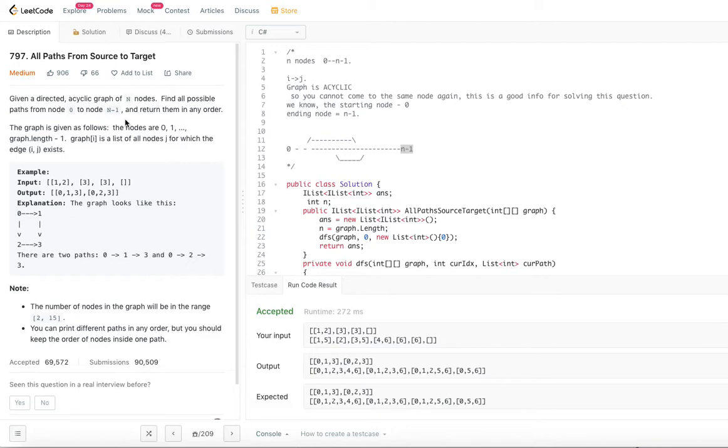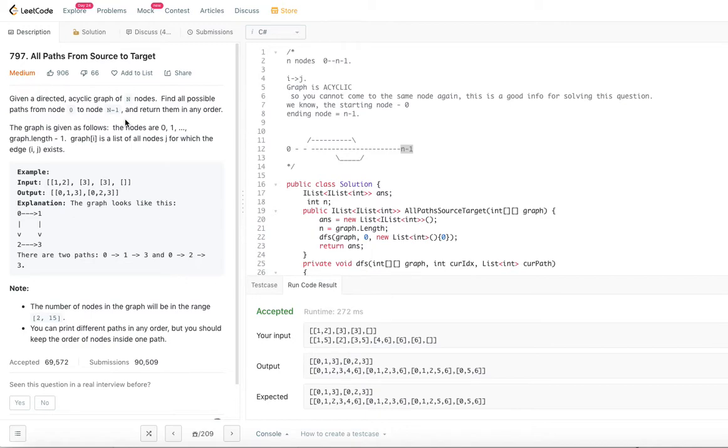So we need to find all the paths. At the end of the DFS, if we are able to get to the node that we are looking for, that is the node number n minus 1, then we will add that path to our set of paths, okay? So that is the basic algorithm. Now let's go ahead and try to understand through the code, right?